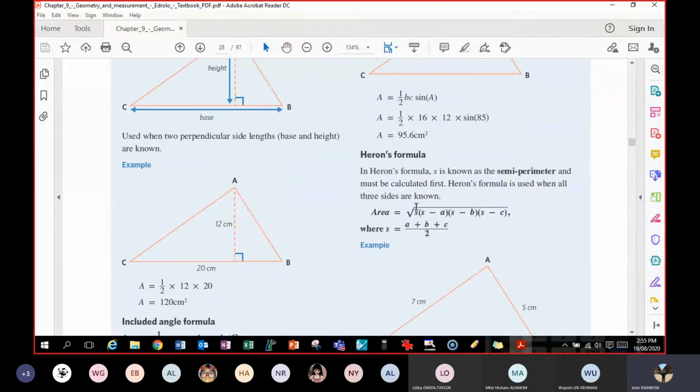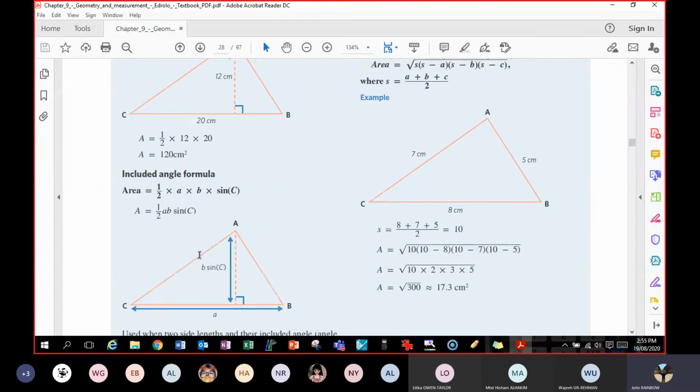And I'll get through it. This one as well, Heron's formula. I'll just copy this formula down too with some examples. So really, it's just about getting these examples in here, which is what we want to be doing.